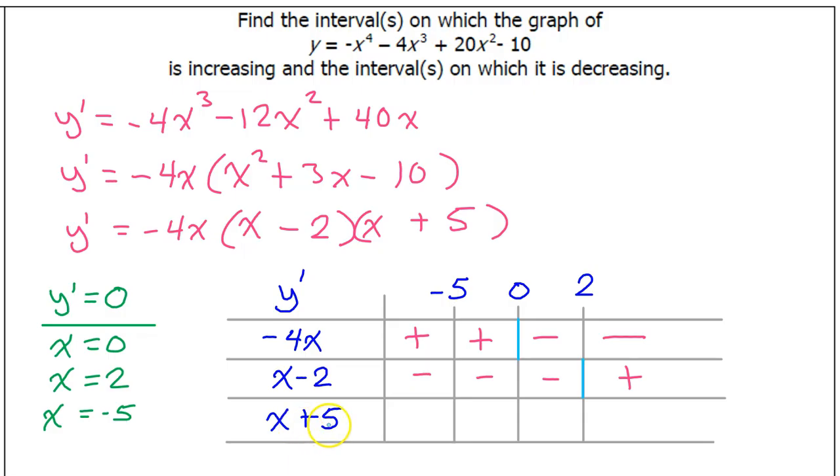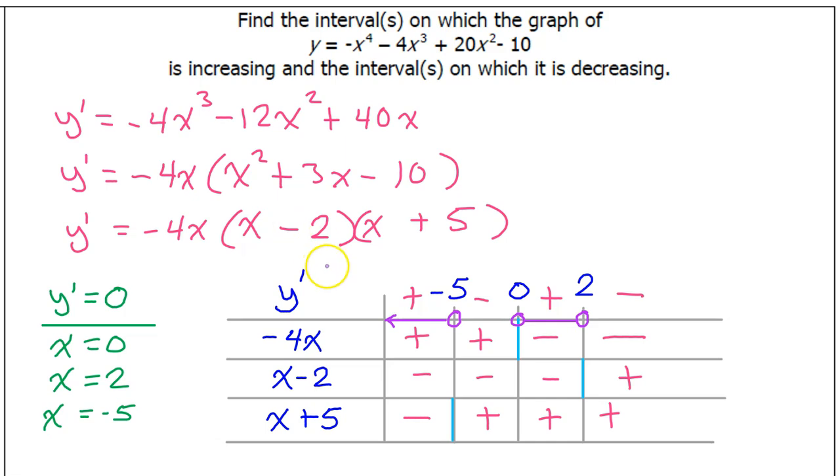The factor of x plus 5 is equal to 0 at x equals negative 5. This factor will be negative to the left of negative 5 and positive to the right of negative 5. The overall sign of y prime will be recorded across the top. It depends on the number of negatives in each column. If you have an even number of negatives, that's a negative times a negative, which is a positive. If you have an odd number of negatives, the overall sign is negative. So y prime will be positive on the interval from 0 to 2 and negative from 2 to infinity.